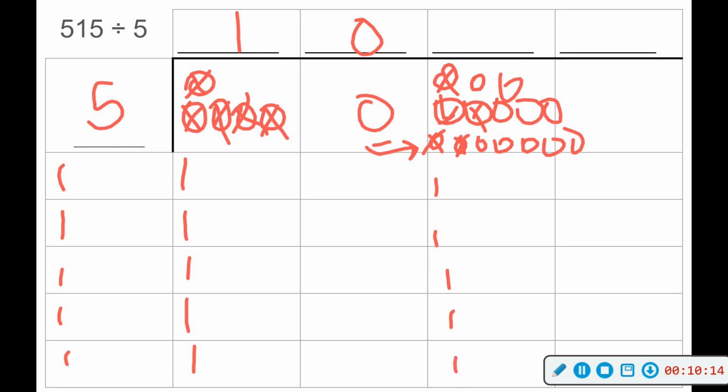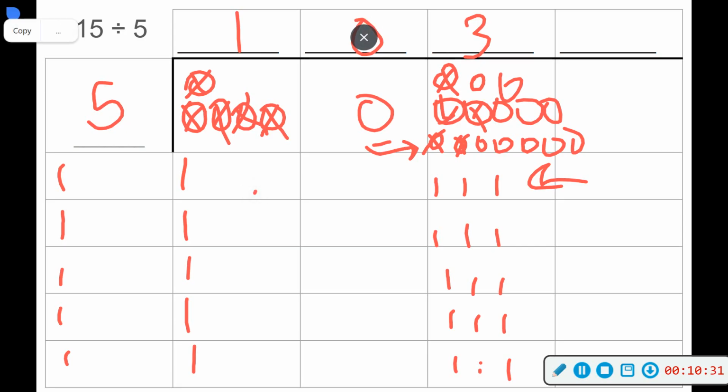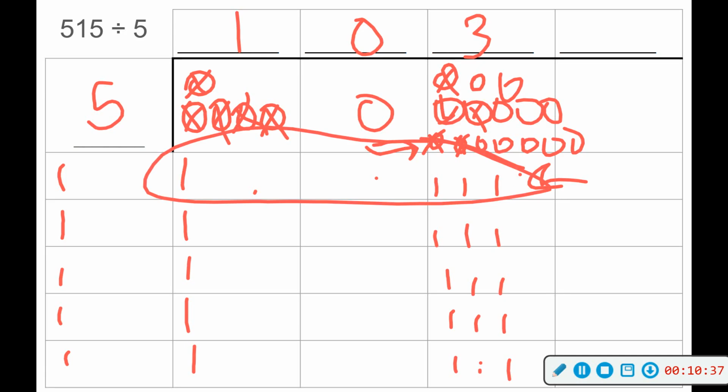So right now I have 5, 10, 15. So I used all 15, so my question would be how many's in that group? 3. So how many were fit into even groups? That would be 103 in every single group. That's 1 in the hundreds, 0 in the tens, and 3 in the ones. So 103 for just one group.